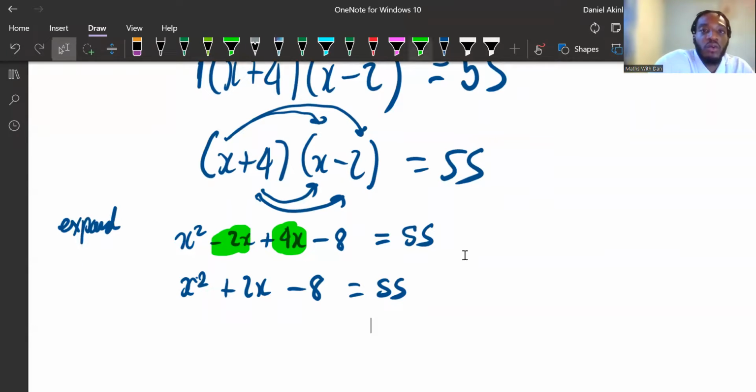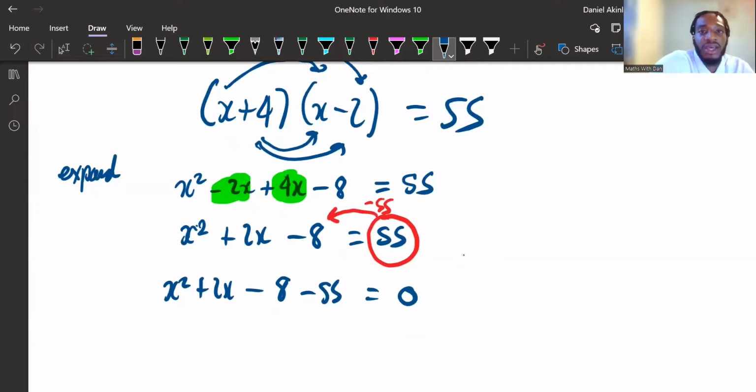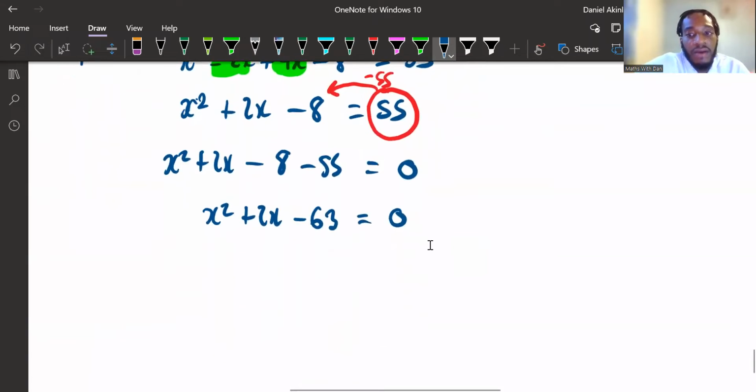Okay. And then now we need to make everything equal to 0. So we need to move this 55 over here. Remember, this is positive, so I'm going to put a -55 here. So it becomes x squared plus 2x minus 8 minus 55 is equal to 0. And then we could say that x squared plus 2x, what's -8 minus 55? This is -63, is equal to 0. Perfect. So this is where we're at.